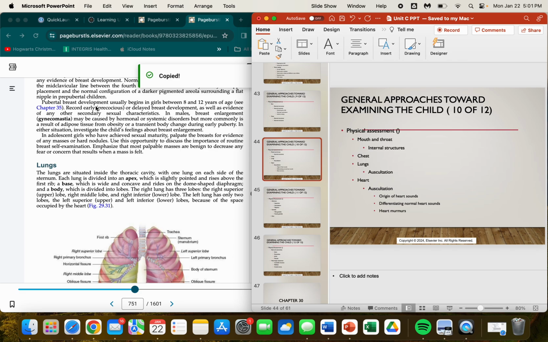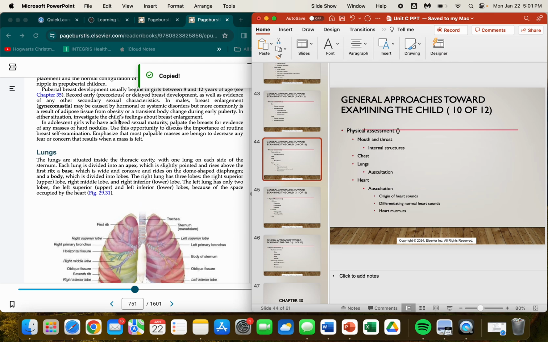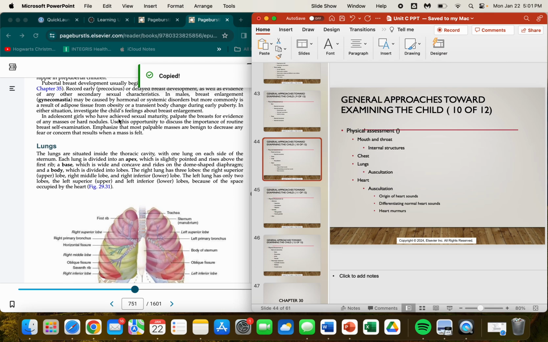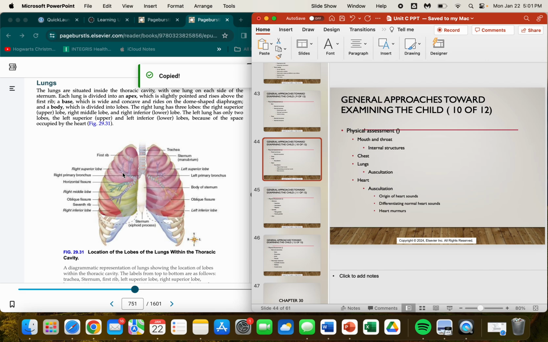Your book talks a little bit about breast development. Obviously, girls start to develop breasts between 8 and 12. Those are things that would want to be recorded. Normal development of that should be recorded. Sometimes in males, this talks a little bit about breast enlargement, or gynecomastia. So if it's abnormal for their sex, that would also want to be noted and reported.